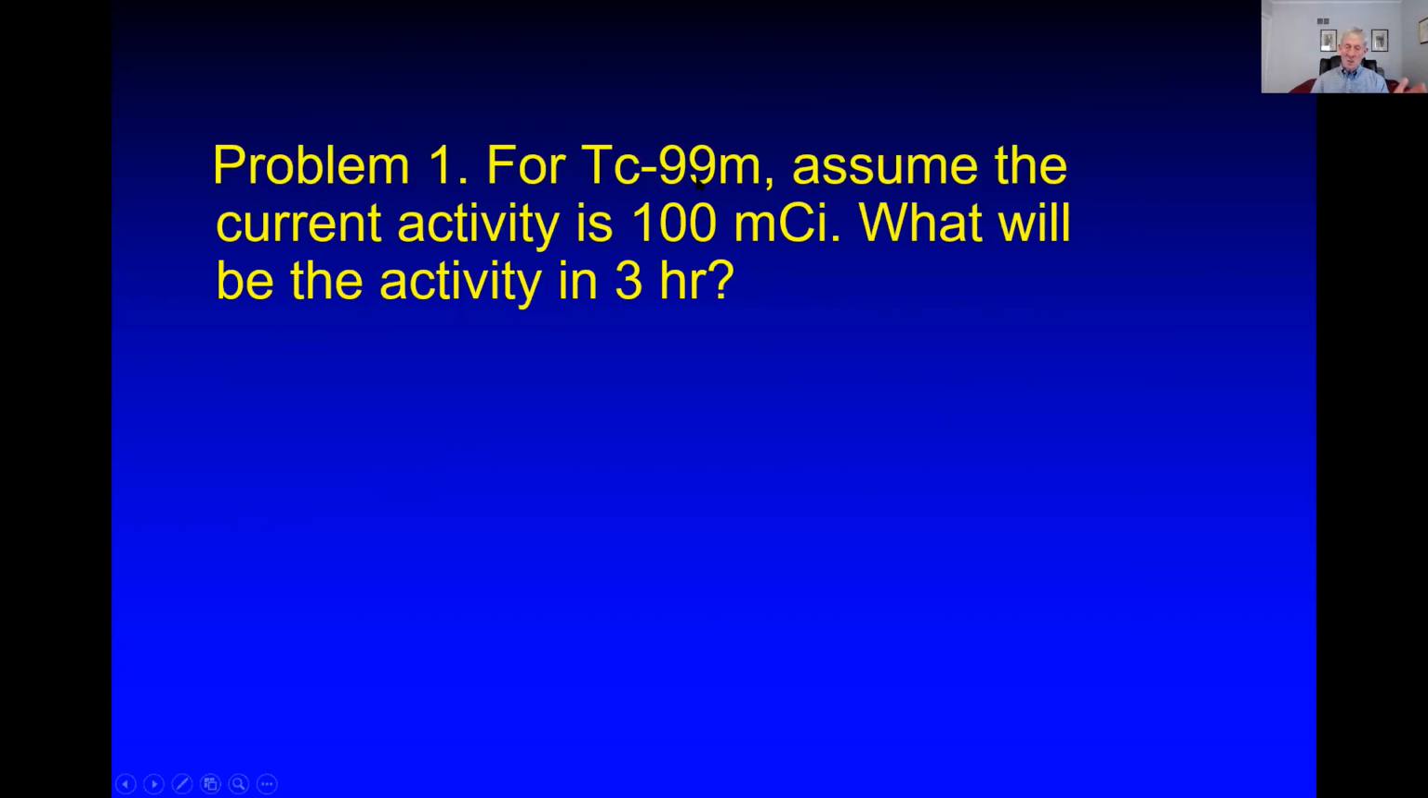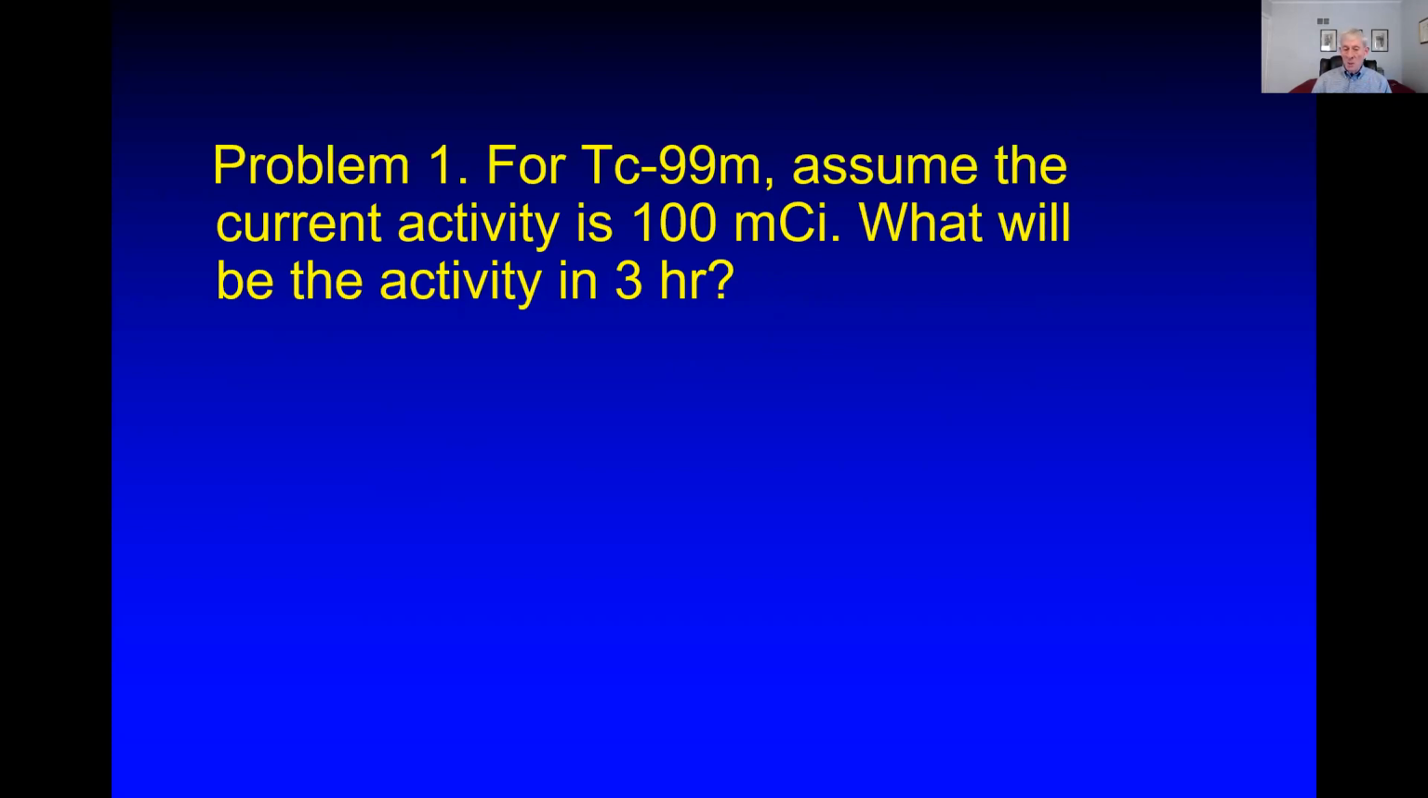For technetium, we know it's a 6-hour half-life. We have 100 millicuries. What will be the activity in 3 hours? How many half-lives have elapsed? How many half-lives in 3 hours? Half of a half-life, right? So let's do a mental calculation. Time 0, we have 100. 1 half-life, we have 50. Our linear guess is that for half of a half-life, we have 75.